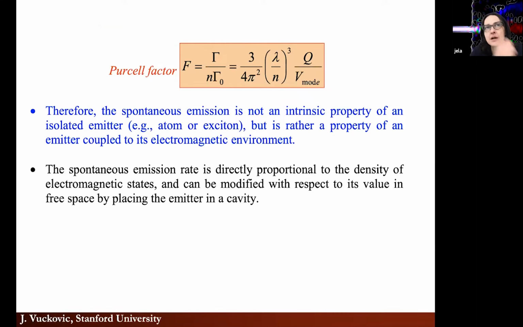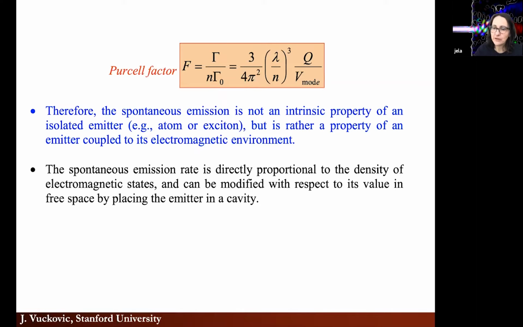That's an excellent question because sometimes when you read papers, you can see people write, oh, Q is a million, mode volume is a cubic optical wavelength, you can reach spontaneous emission rate enhancement of like 10,000. That doesn't really make any sense because the Purcell factor is only valid for the weak coupling regime. As you increase your Q factor and reduce mode volume, eventually you enter the strong coupling regime.